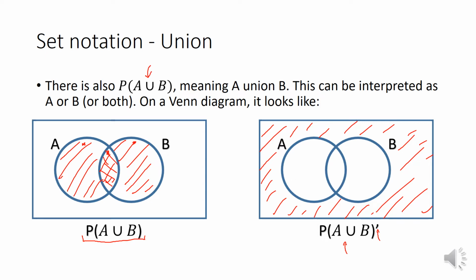And you can tell that this is A union B not, because the not symbol is outside of the brackets. So you could also have it here, and that would be A union not B. So you've got to be careful with whether the dash is in or outside the brackets.